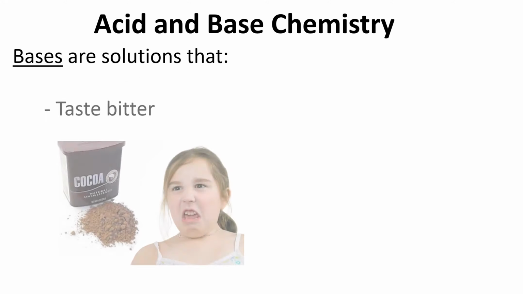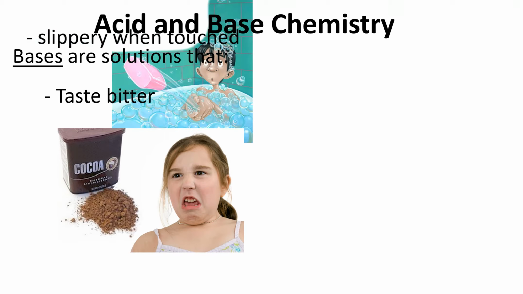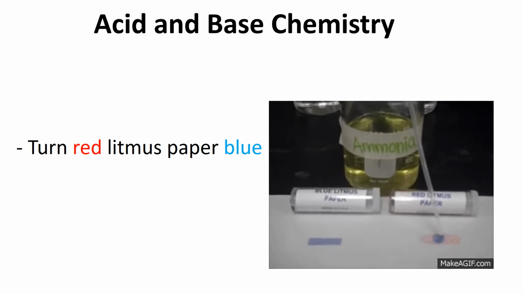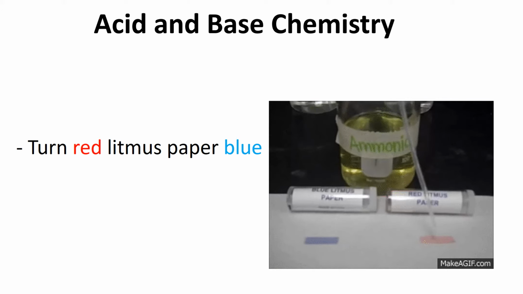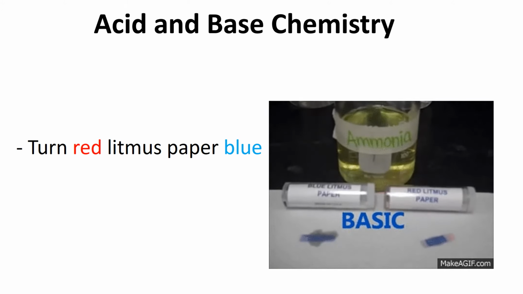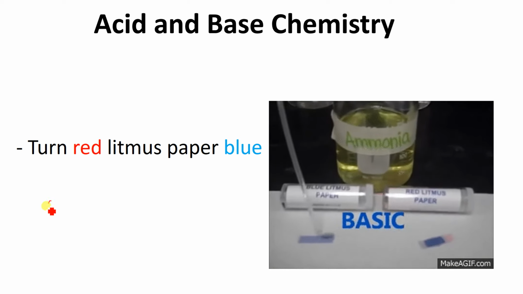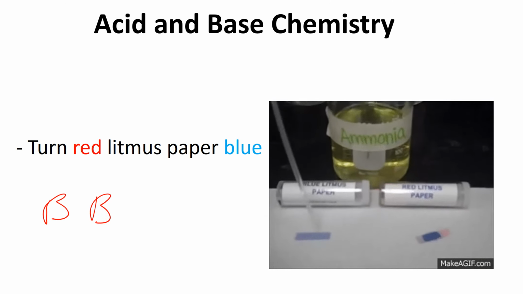Bases. So some properties of bases are they taste bitter. So think about the bitter face being made. They are slippery when touched. And lastly, they turn red litmus blue. So in the experiment here, you can see that a base is being applied to both pieces of pH paper, and they're both going blue. Blue for base. So blue, base, don't forget about that, bitter.